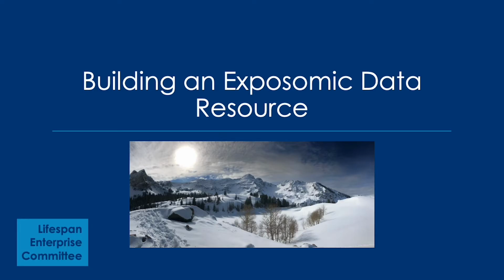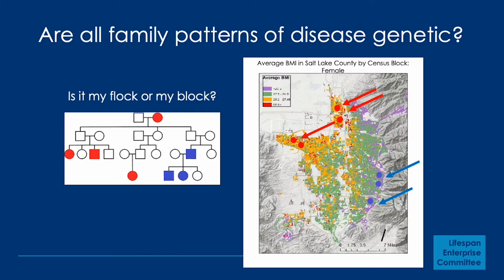Today I'll be talking about building an exposomic data resource. This data resource is being developed so that we can understand contextual factors that lead to disease. We are merging many different data sources across space and time, which will allow us to investigate environmental exposures across the life course. This exposomic data can then be combined with other forms of data, such as familial or molecular data, to help us improve our understanding of the etiology of disease.